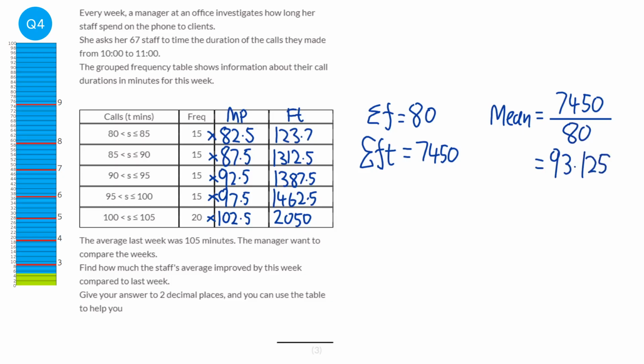Now this question is about the improvement that the manager has made, or that the call centre's made. So we're looking at subtracting the 93.125 away from the last week, which was 105. So we're looking for improvement.